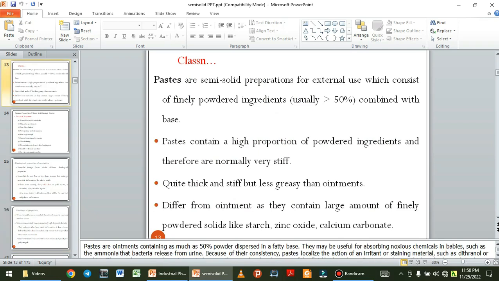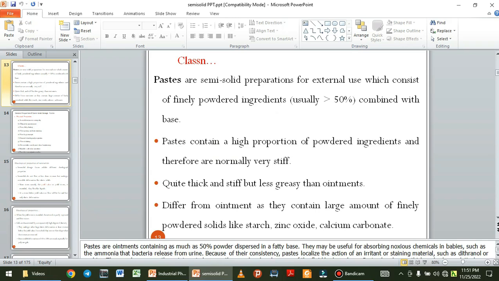The other is paste, and you have to see the differences. Pastes are semi-solid preparations for external use which consist of finely powdered ingredients, like in a suspension and emulsion. Both have a dispersed phase and a continuous phase. But for a suspension, the dispersed phase is the finely powdered ingredient, a solid particle, and the continuous phase is liquid. In an emulsion, both the dispersed phase and the continuous phase are liquid. So what differs paste from gel is the finely powdered granules, which are less than 50% and are combined with the base as finely ground powder ingredient.